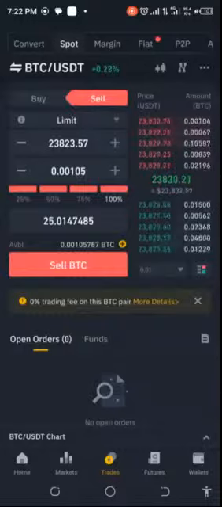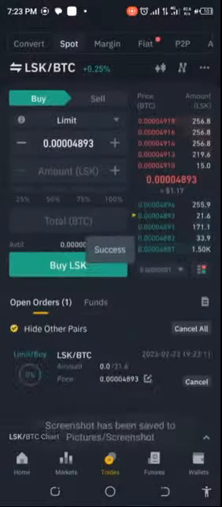So this is like $25 worth of BTC. So let's go quickly and do this transfer. We're actually going to LSK BTC. Okay, so what I want to do now is purchase LSK. I'm buying. I want to buy 100% worth of that, so that will give me this amount. Okay, and then I'll go ahead and click on buy.